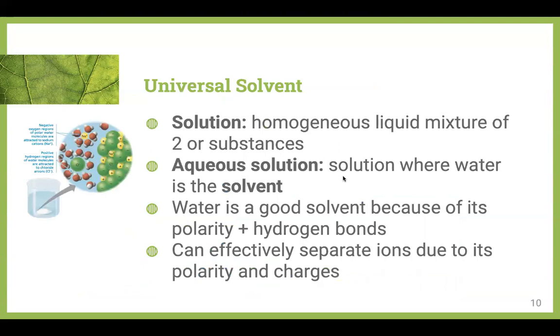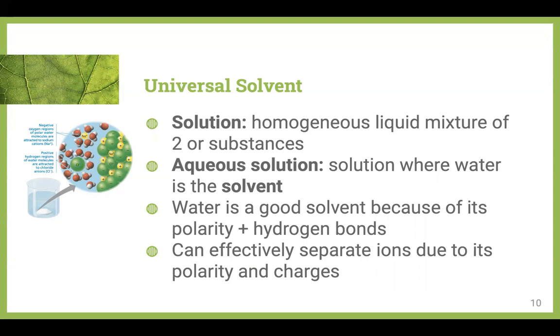So another property of water is that water is considered the universal solvent. And first, a solution is a homogeneous liquid mixture of two or more substances. And solutions consist of the solute, which is what is being dissolved, and this is often things like salt or sugar. And the solvent is what is doing the dissolving, which is often water. An aqueous solution is any solution where water is the solvent. And water is a good solvent because of its polarity and hydrogen bonds.